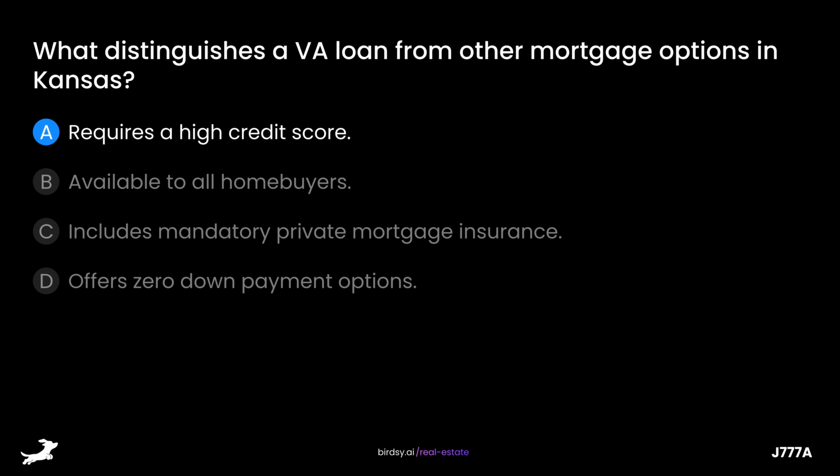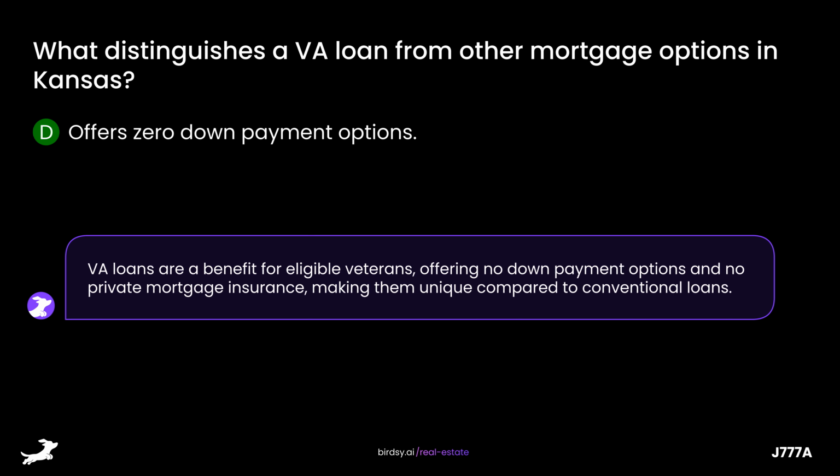Is it A, requires a high credit score, B, available to all homebuyers, C, includes mandatory private mortgage insurance, or D, offers zero down payment options? The answer is D, offers zero down payment options. VA loans are a benefit for eligible veterans, offering no down payment options and no private mortgage insurance, making them unique compared to conventional loans.